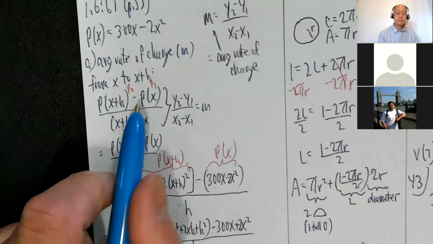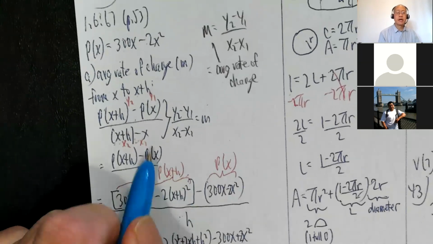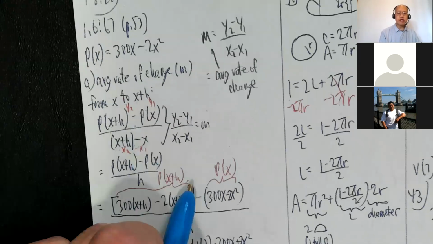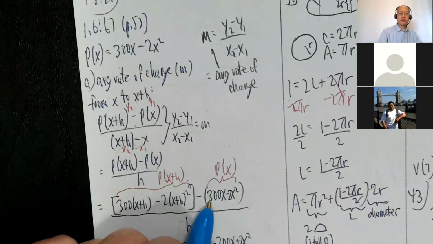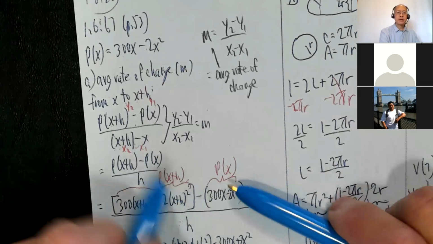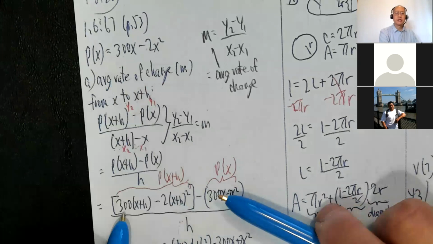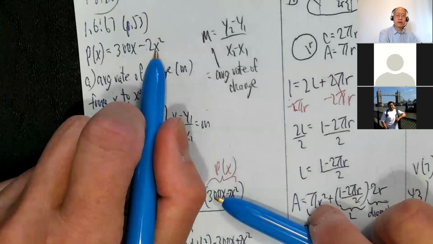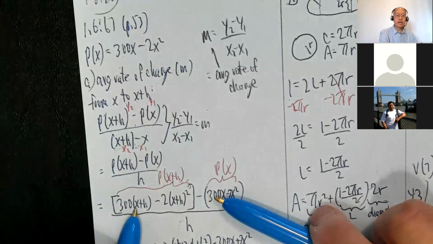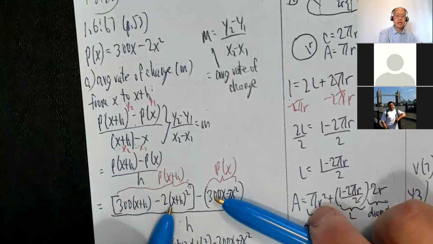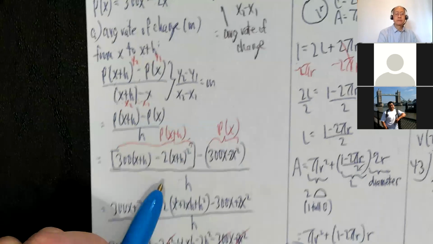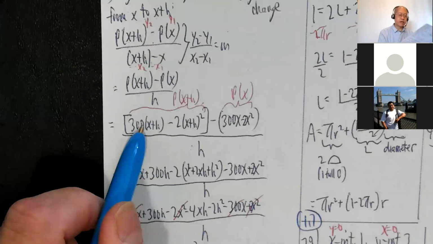The top is a mess. It's P of x plus h minus P of x. Well, the original P of x is just this, 300x minus 2x squared. But P of x plus h, well, put x plus h right there, put x plus h right there. So 300 parentheses x plus h minus 2 parentheses x plus h squared. And that kind of looks like the stuff we did earlier, right? Those earlier problems.